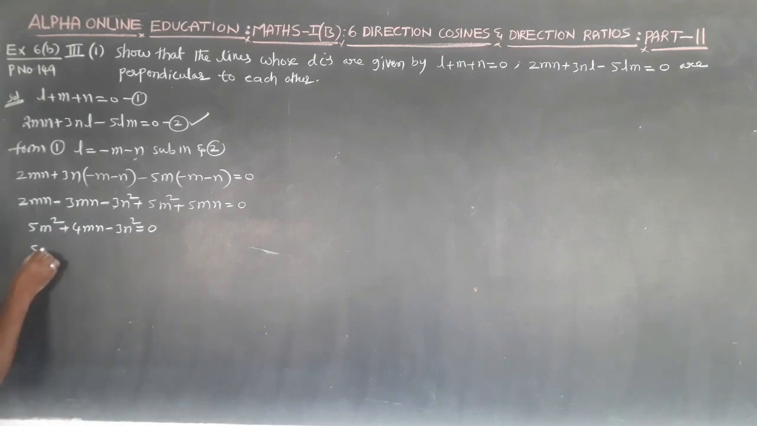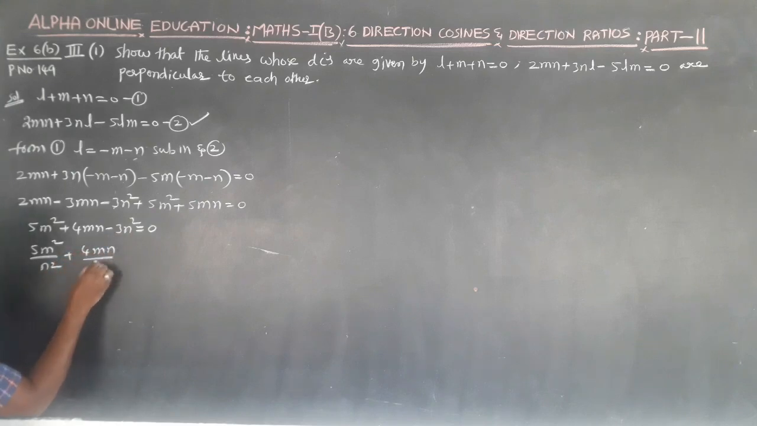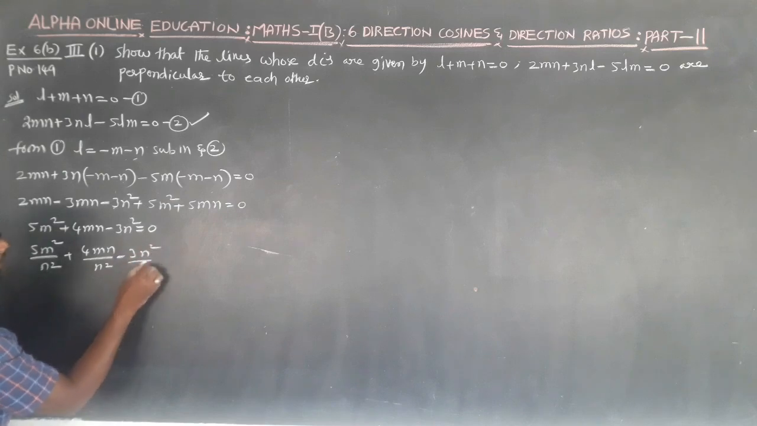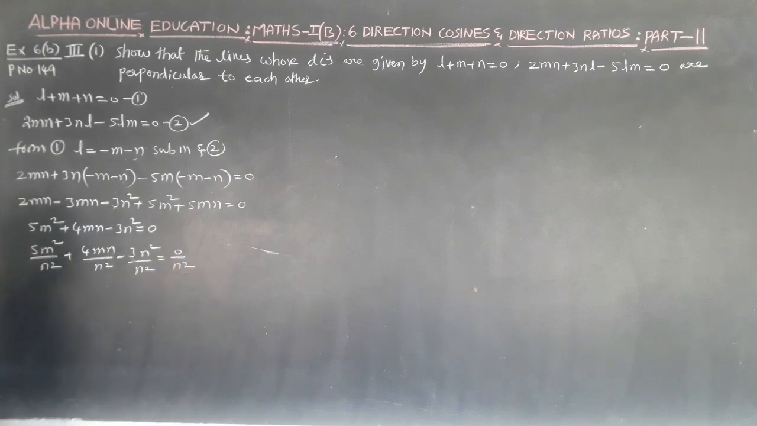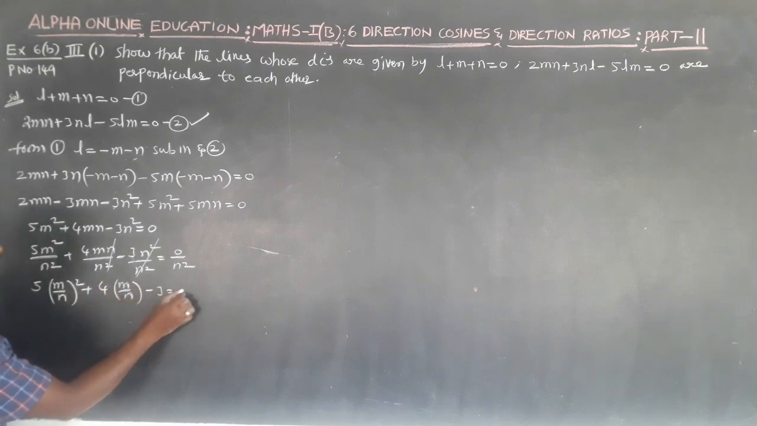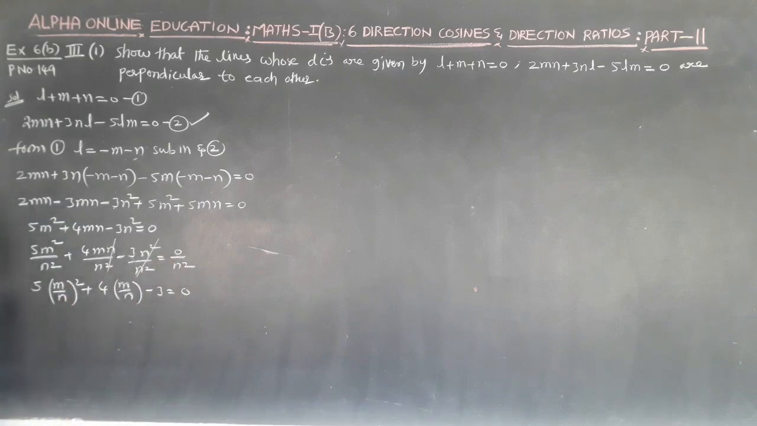So divide both sides by n². 5m² by n² plus 4mn by n² minus 3n² by n² is equal to 0 by n². The n² cancels, and the remaining expression can be written as 5(m/n)² + 4(m/n) - 3 = 0.